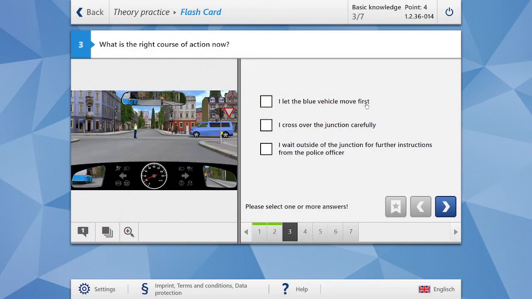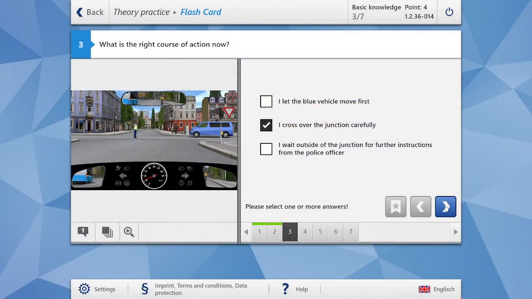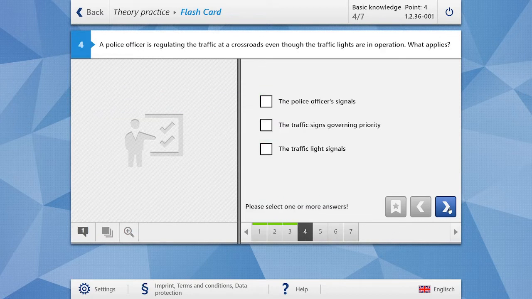I let the blue vehicle move first. No, right? The police officer has asked that vehicle to stop. I cross over the junction carefully. Yes. I wait outside the junction for further instruction from the police officer. No, we did not wait for further instruction because clearly the police officer is not directing towards us. So that should be our answer. Let's click next. Yes, that was correct.